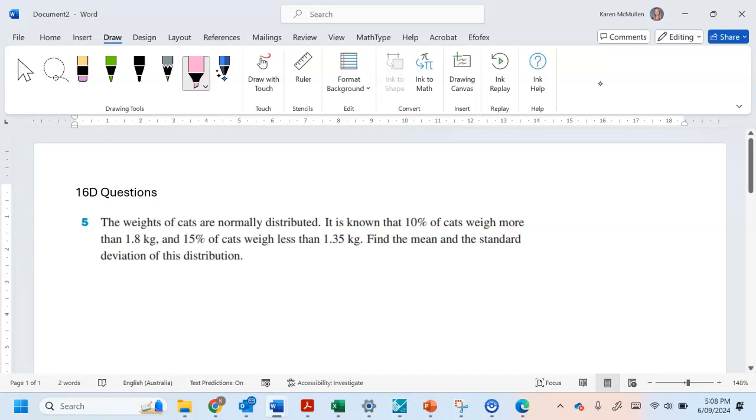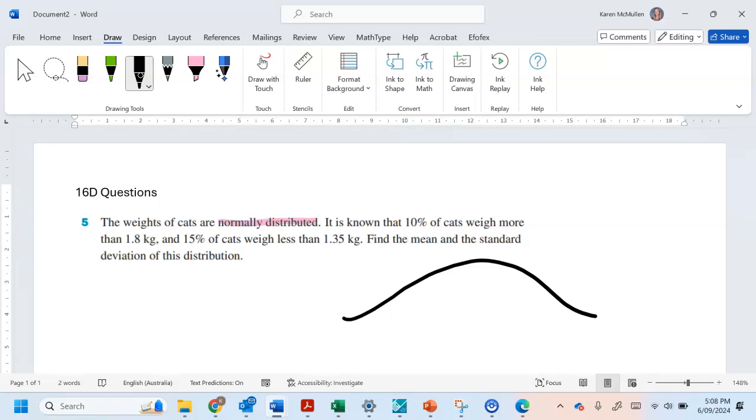So remember, if you have to find the mean or standard deviation like we do in this question, then there are two steps you need to follow. That's why we need to do this video. All right, so the weights of cats are normally distributed. Remember, when we see the phrase normal distribution, we draw a bell-shaped curve, just to get started.